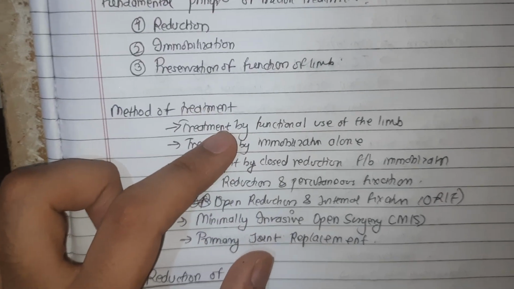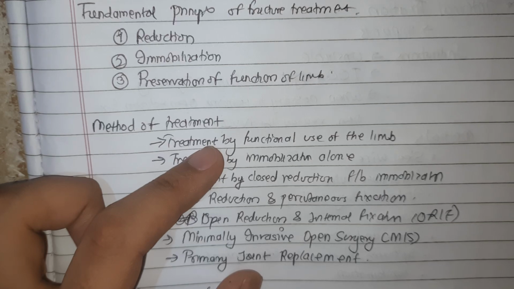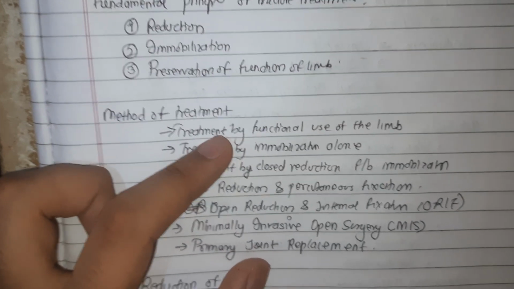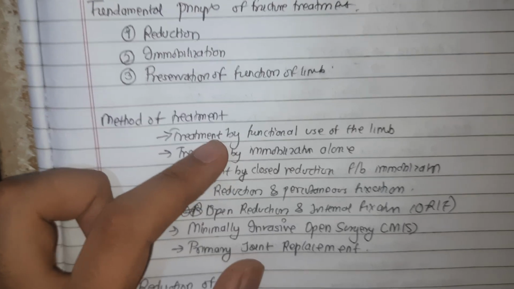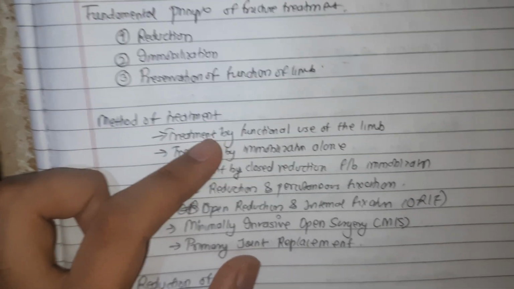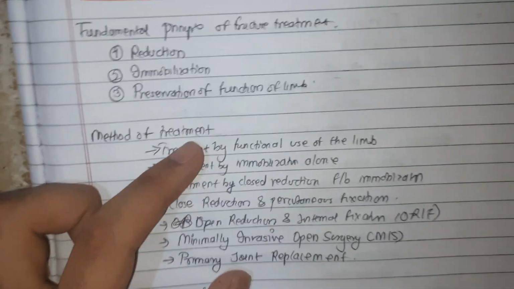So can you tell me what are the conditions of fracture where no treatment is needed? That is the fracture of ribs and scapula. We do not need any reduction or immobilization. These fractures unite despite functional use of the part. Simple analgesic and splinting are needed for the initial few days, basically for pain relief only.